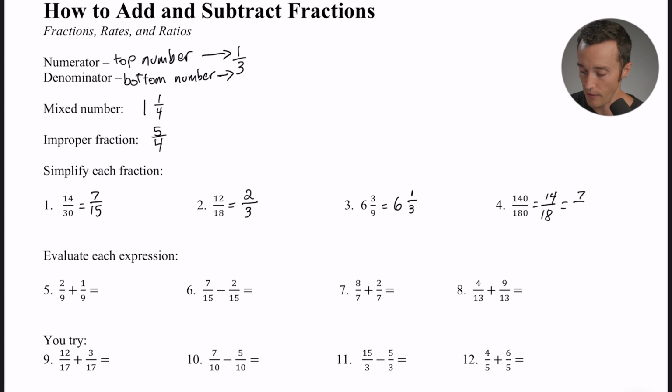And you're going to get a 7/9, or 7/9. So you can get the correct simplification, or reducing it, even if you don't pick the biggest number. You just have to do it a couple more times. Okay, so that was a little bit about how to simplify the fractions.